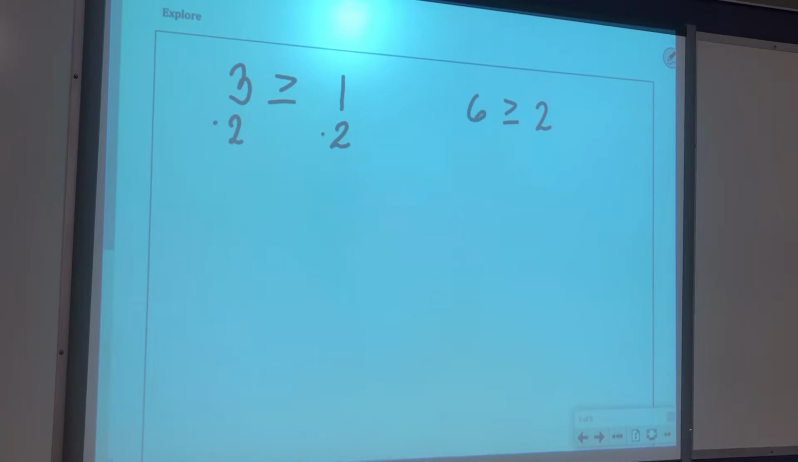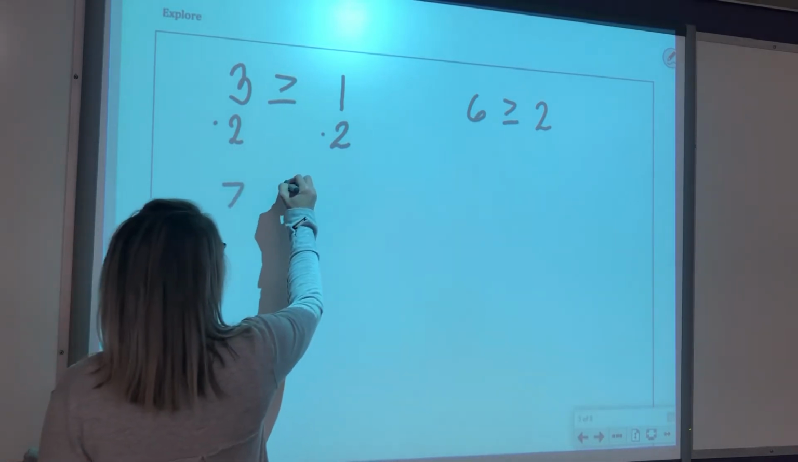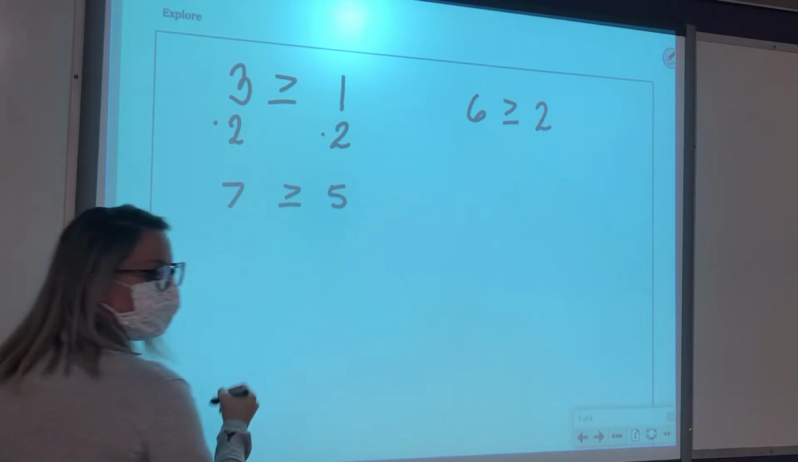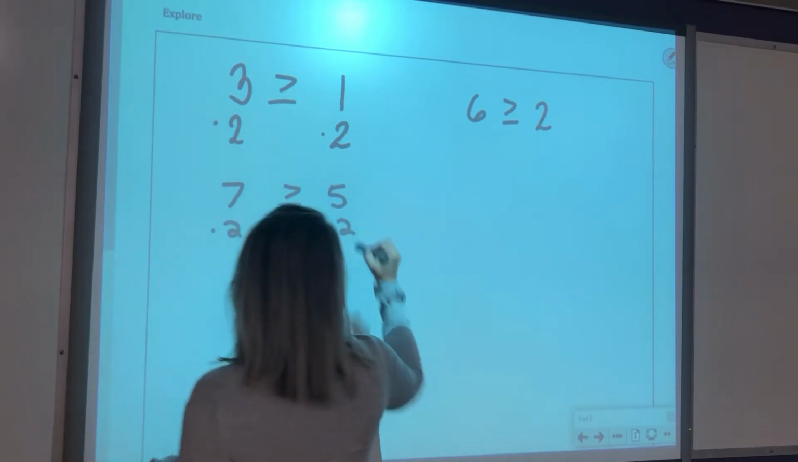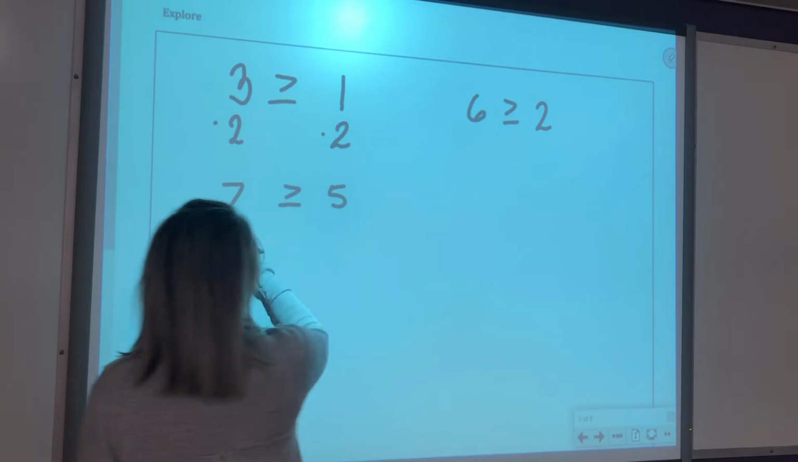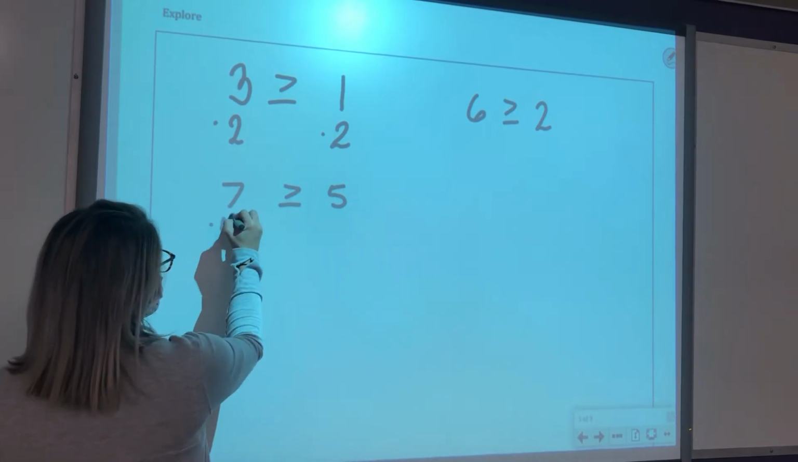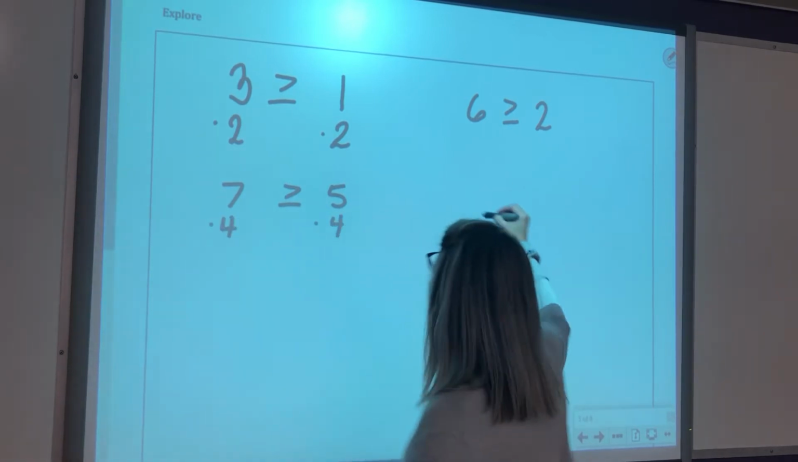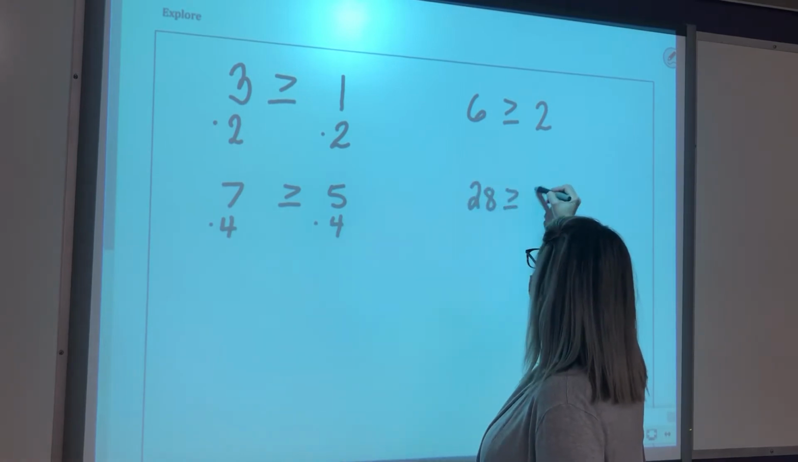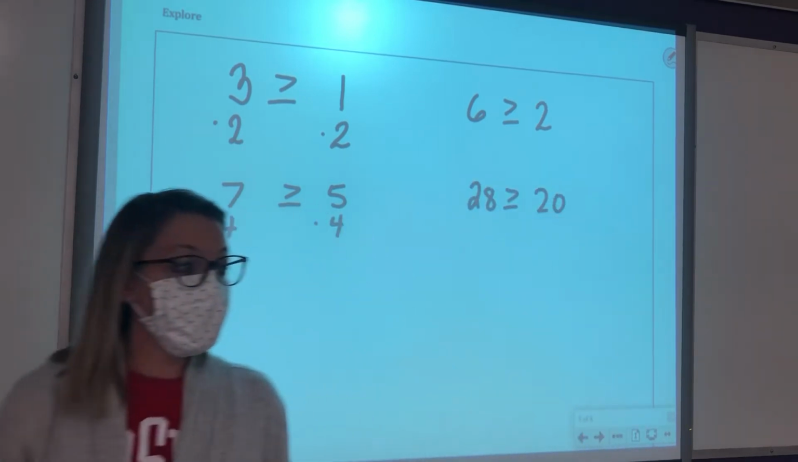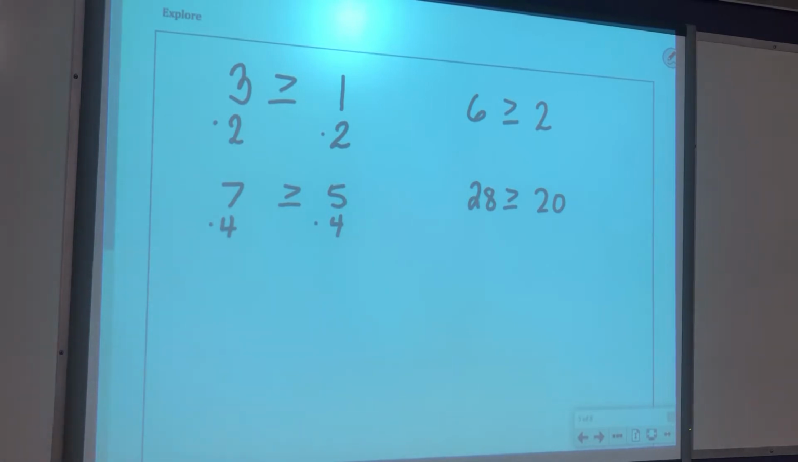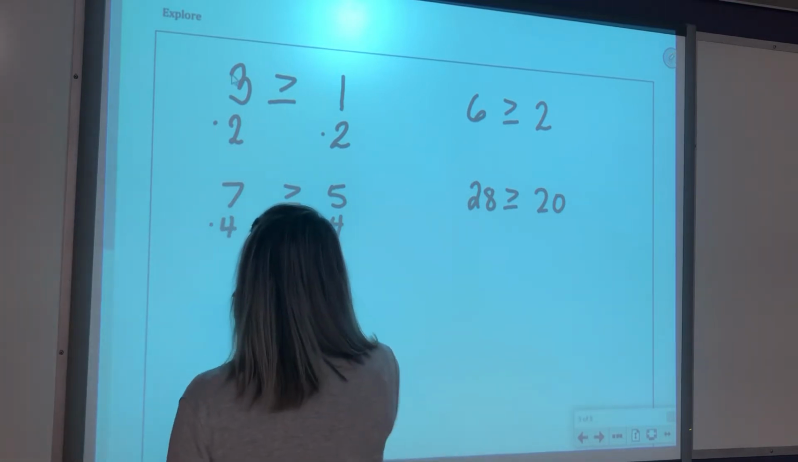Oh, I can use any numbers. I could do it with 7 and 5 and then multiply by 2. So I could do this, and then multiply by 2, multiply by 2. Or I could multiply by something different. I can multiply by 4. Is that still true? Yes. I feel like it's not because of the numbers, it's because of the specific sign. No, this is very, well I could do this. It's not.